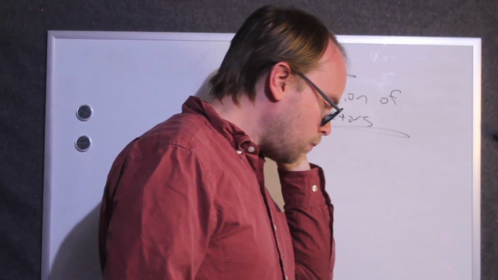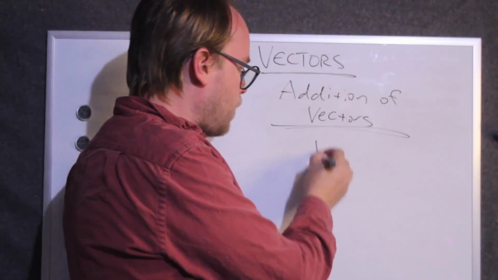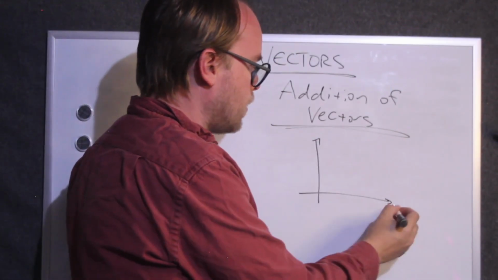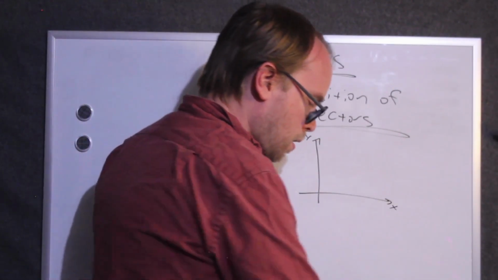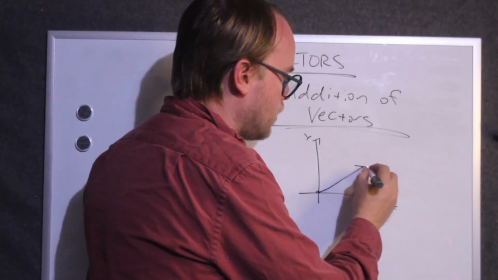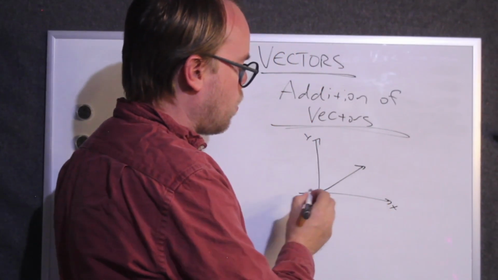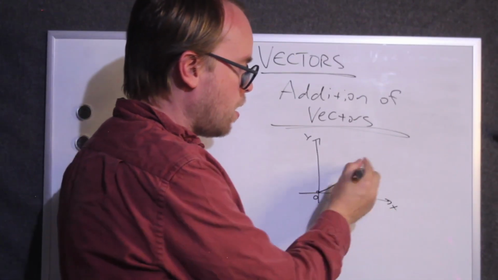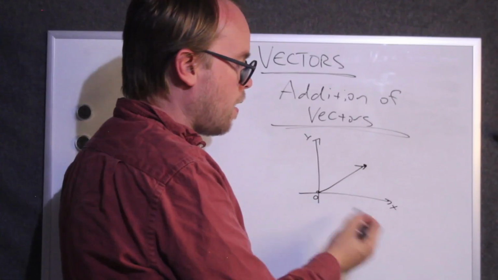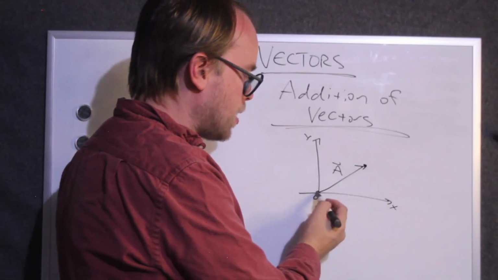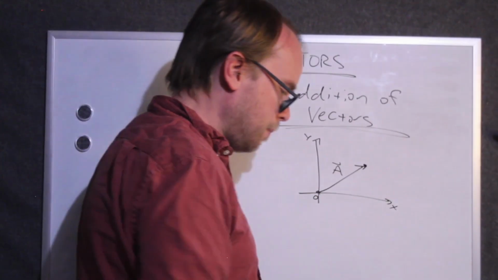So say we've got a 2 space here. This is x and y. And so this is motion from the origin, where the x and y axes cross, to this point here. This is a displacement. We're going to call it A. This is a displacement in space from here to there, right?